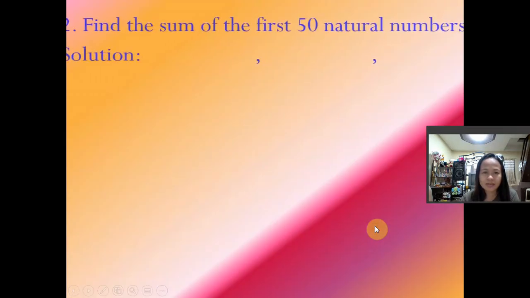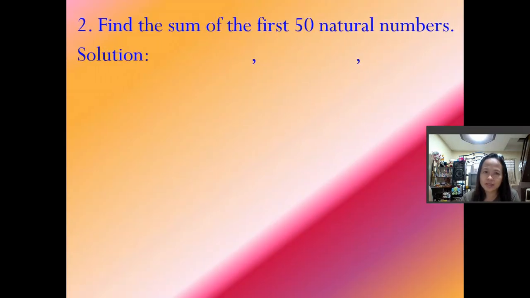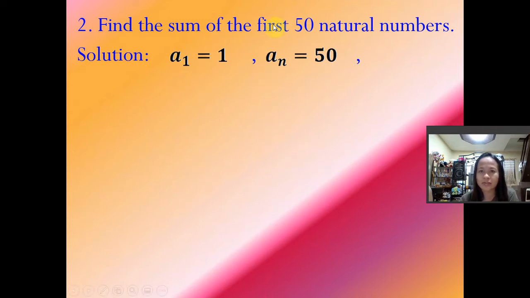Okay. For the second example, we are going to find the sum of the first 50 natural numbers. Okay, take note, first 50 natural numbers. So obviously our first term is 1. Okay, and our n term is 50. Since we are going to find the sum of the first 50 natural numbers, obviously our last term is 50. And the number of terms that we are going to add is actually 50.